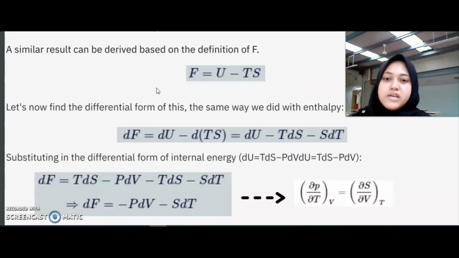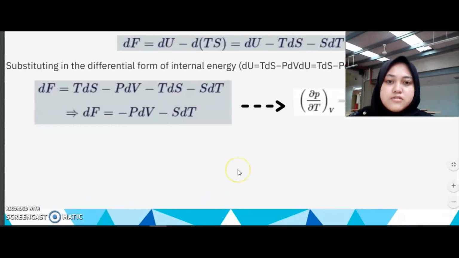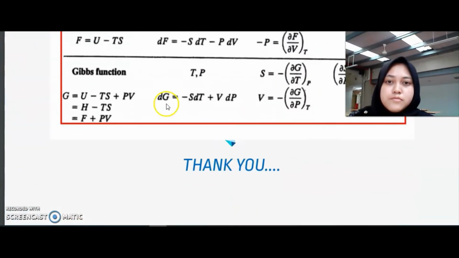When we simplify, we get dF equals negative P dV minus S dT, and finally we got the final answer, which is this equals to this. That's all from our group. Thank you.